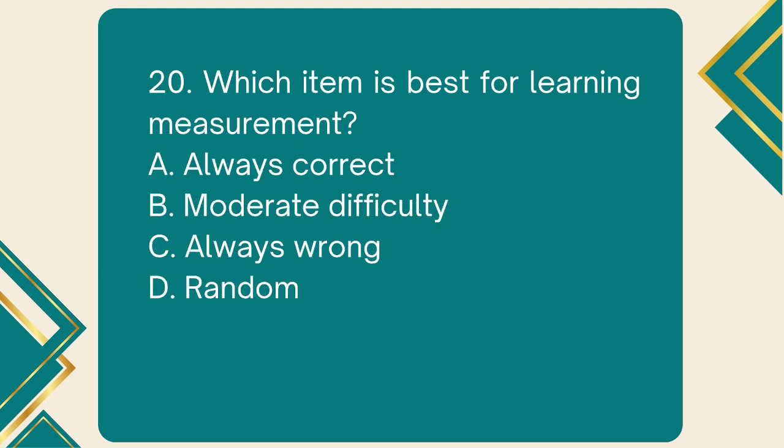Number 20. Which item is best for learning measurement? A. Always correct. B. Moderate difficulty. C. Always wrong. And D. Random. And the correct answer is letter B. Moderate difficulty shows learning.